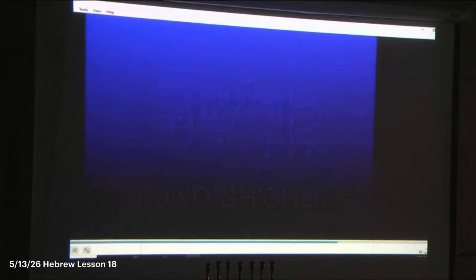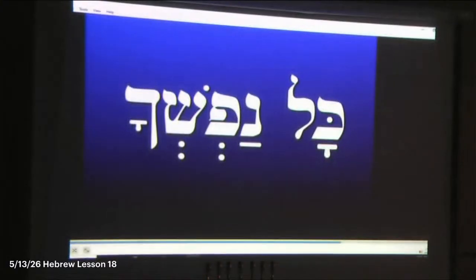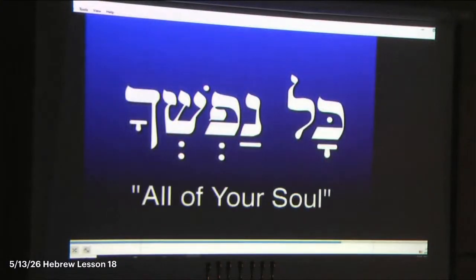Kod shecha. And here's another example. This word looks like it should be read "kal." It means all in Hebrew. But the word really means "all of," and this word is always connected to the following Hebrew word, as in, for example, all of your soul, or simply all your soul. And the word for soul in Hebrew is nefesh.